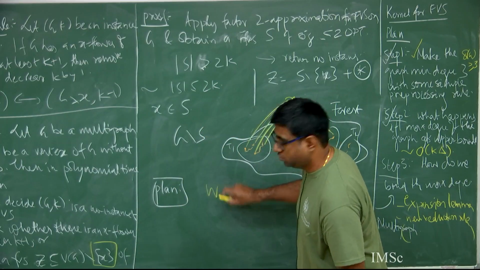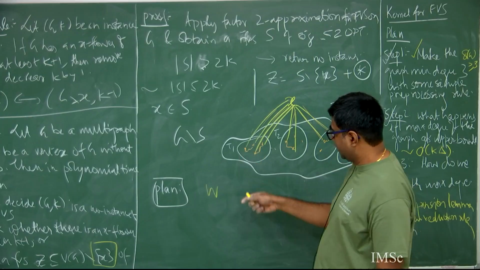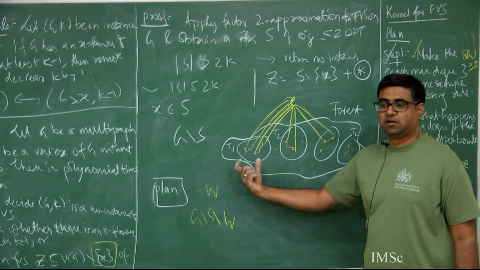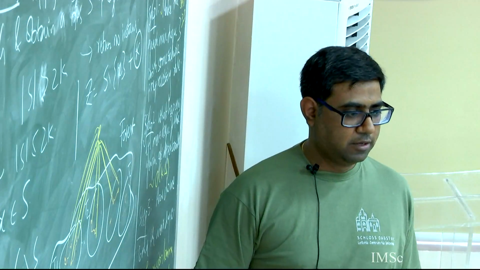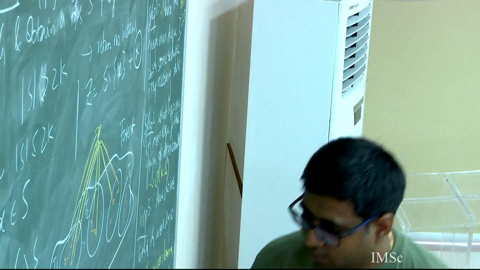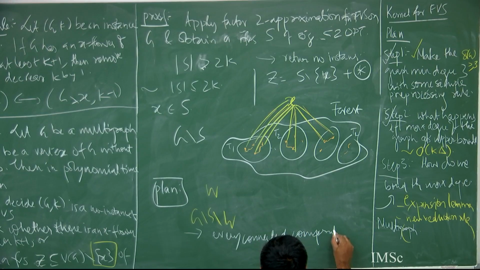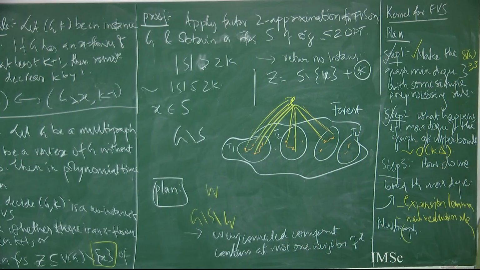a set W, so that if you delete this W from the graph, if you look at G minus S minus W, it will have the property that look at any connected component here, it contains at most one neighbor of x. What will be the property? Here, every connected component contains at most one neighbor of x. And then I am saying, then you have no cycle.